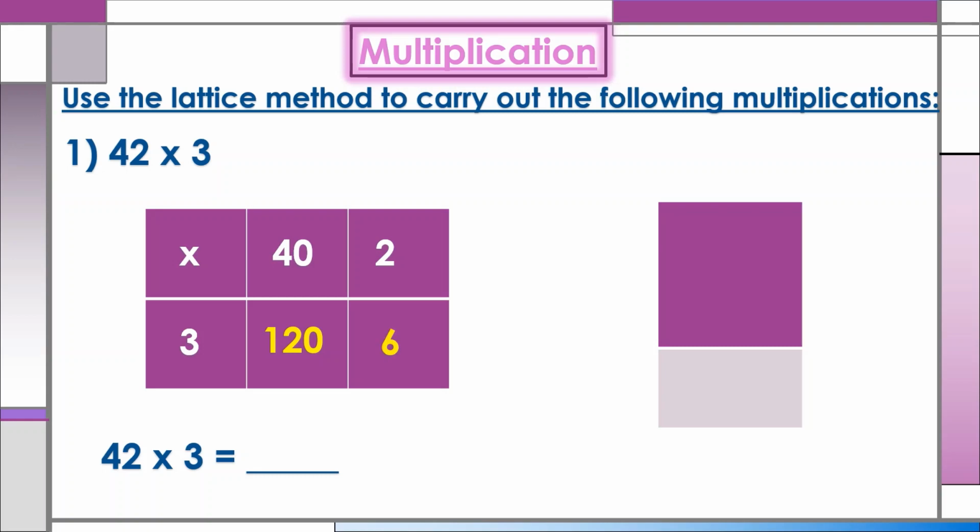Now we have to write here 120 plus 6, we get 126. 42 multiplied by 3 is equal to 126.